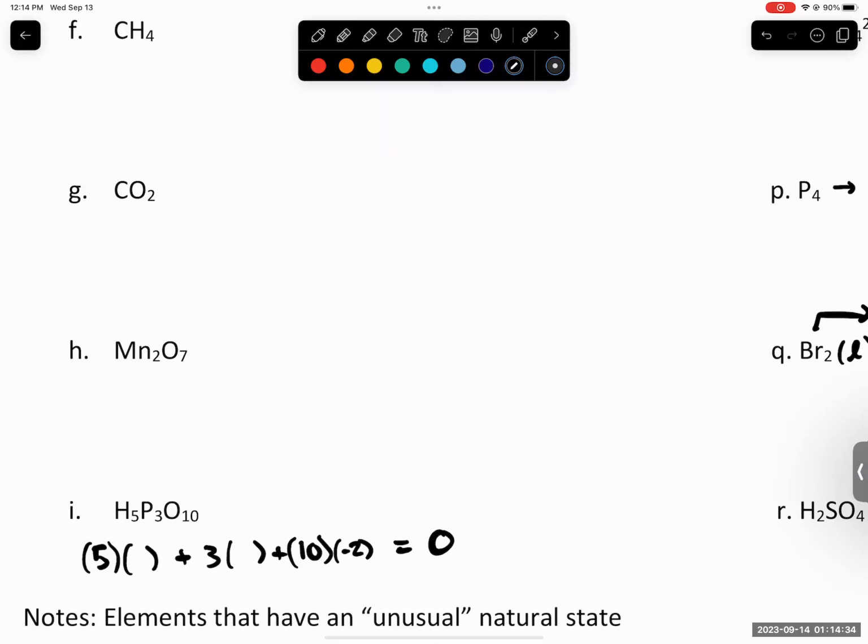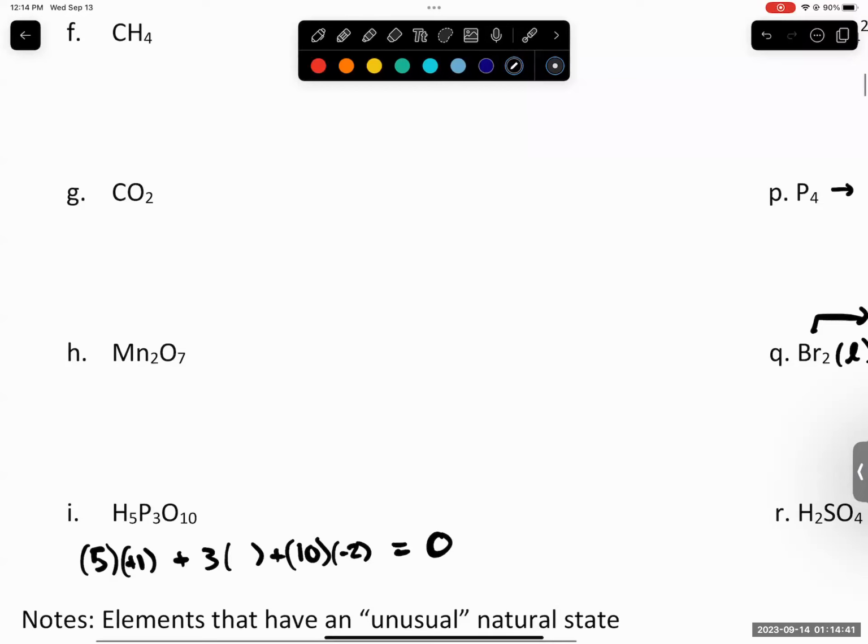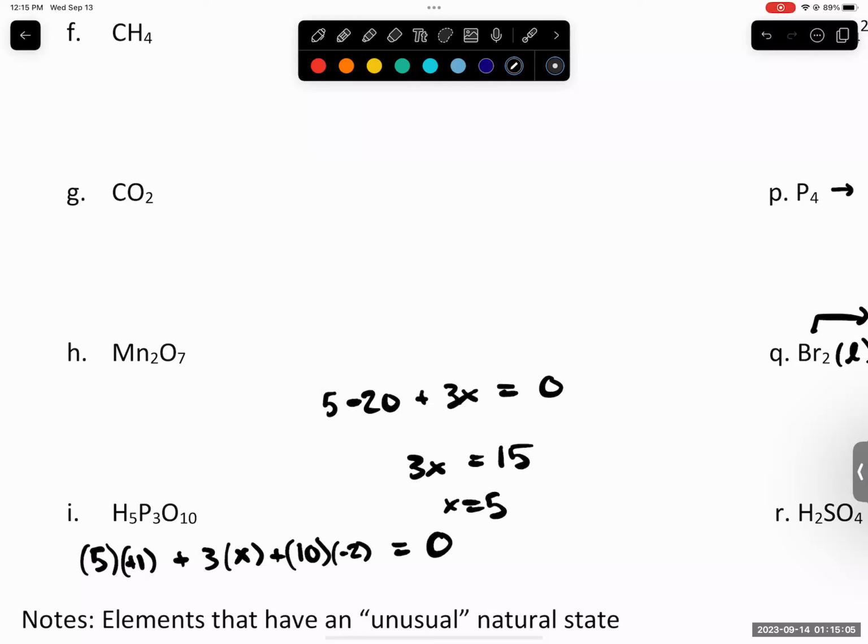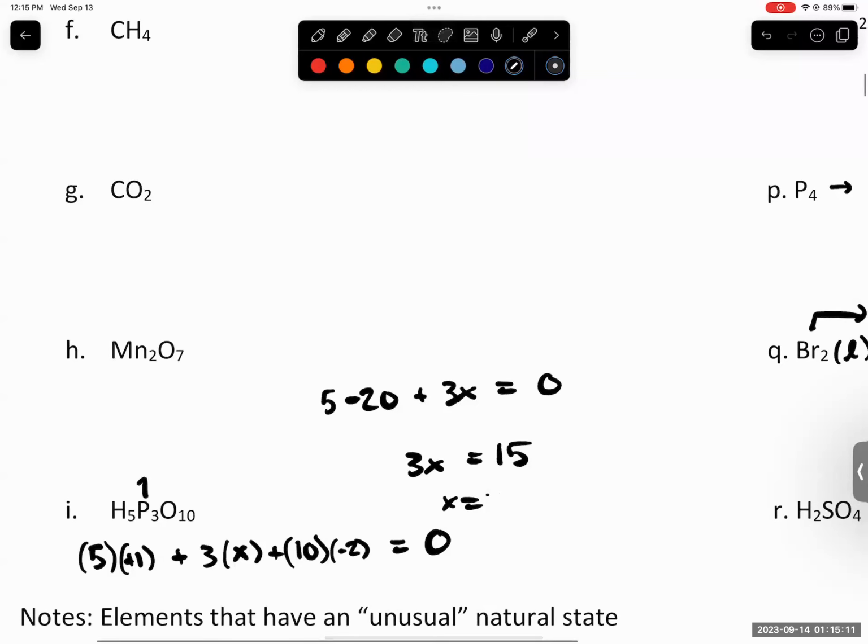-2. Yeah, so -2. What else do we know? Yeah, hydrogen is going to be +1. So we don't know phosphorus, so we're just going to solve the algebra. We get 3x equals 15, x equals 5. So each phosphorus atom has a +5 oxidation number. Yeah. Cool. Next thing we wanted to do is titrations.